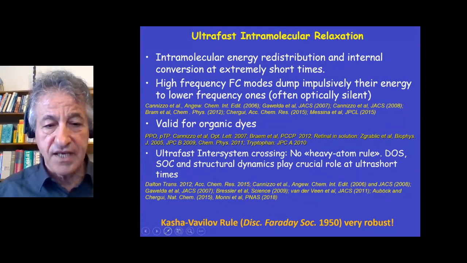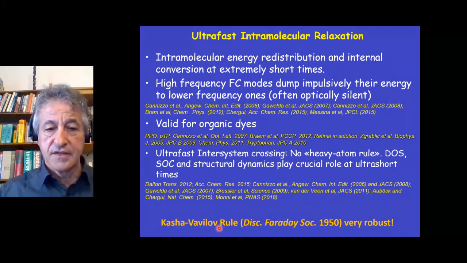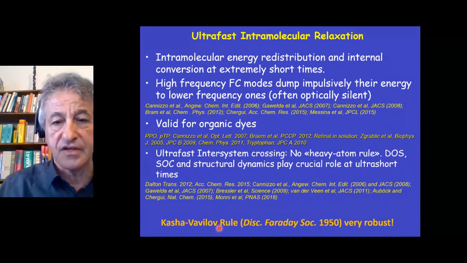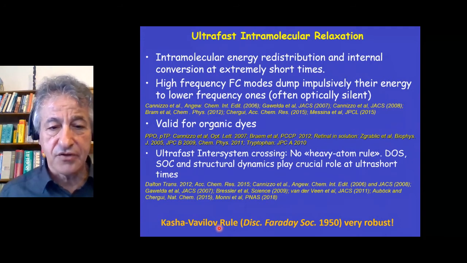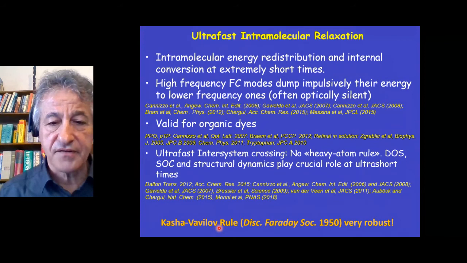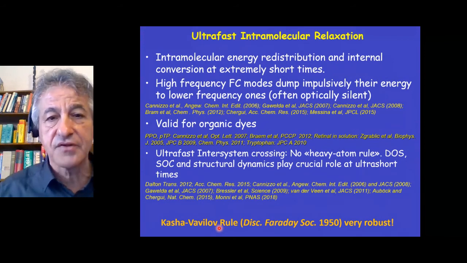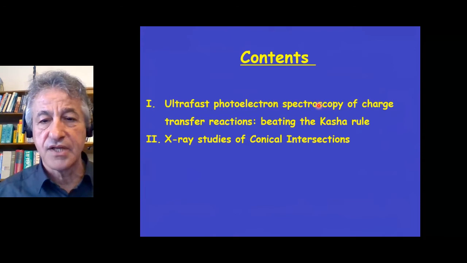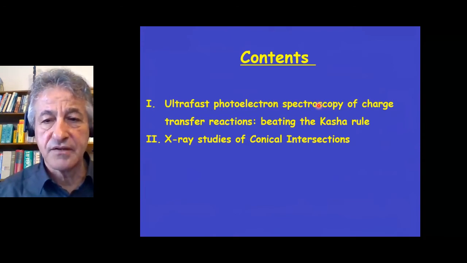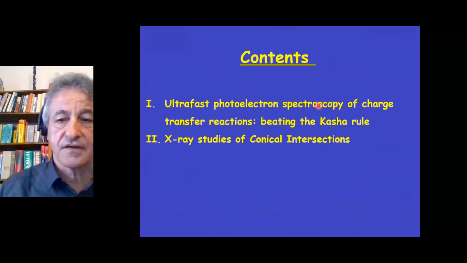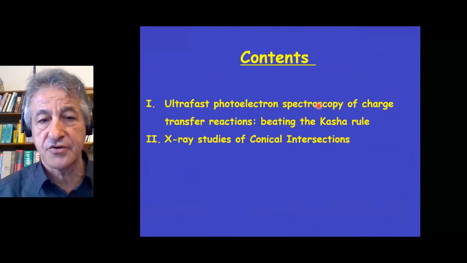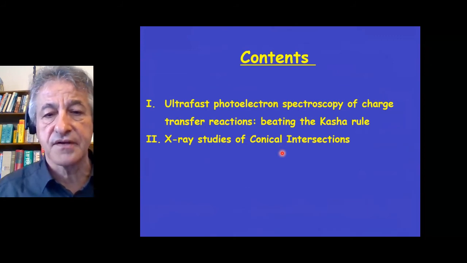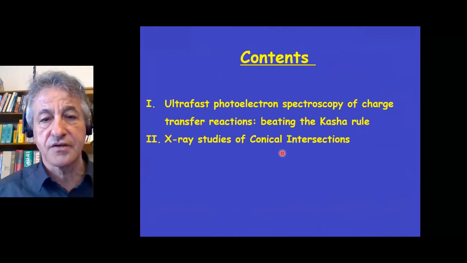But overall, what one can say is the Kasha-Vavilov rule that was stated in the early 50s is very robust. And in this rule, as you know, in polyatomic molecules, wherever you excite, you end up in the lowest excited state that either undergoes fluorescence or phosphorescence or chemical reactions. And this seems to be very, very strongly the case, except for some examples. And one I will show you now, where you do beat the Kasha rule. And these are usually, I noticed, electron-driven processes, so electron transfer processes. And then in relation to the Kasha rule, I will tell you about some of the X-ray studies to pinpoint the passage through conical intersections.